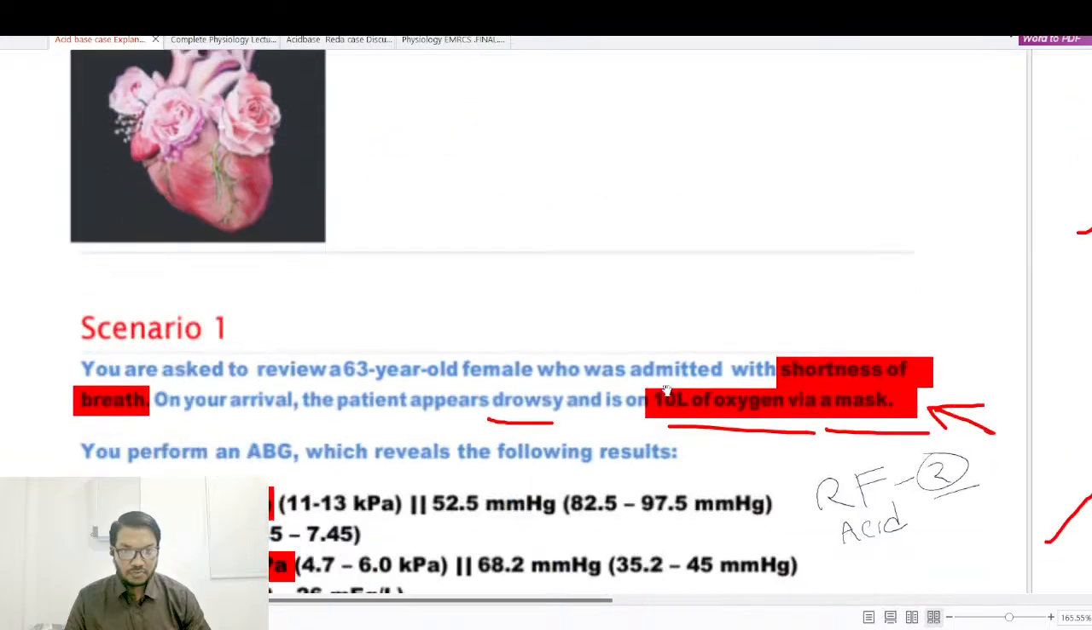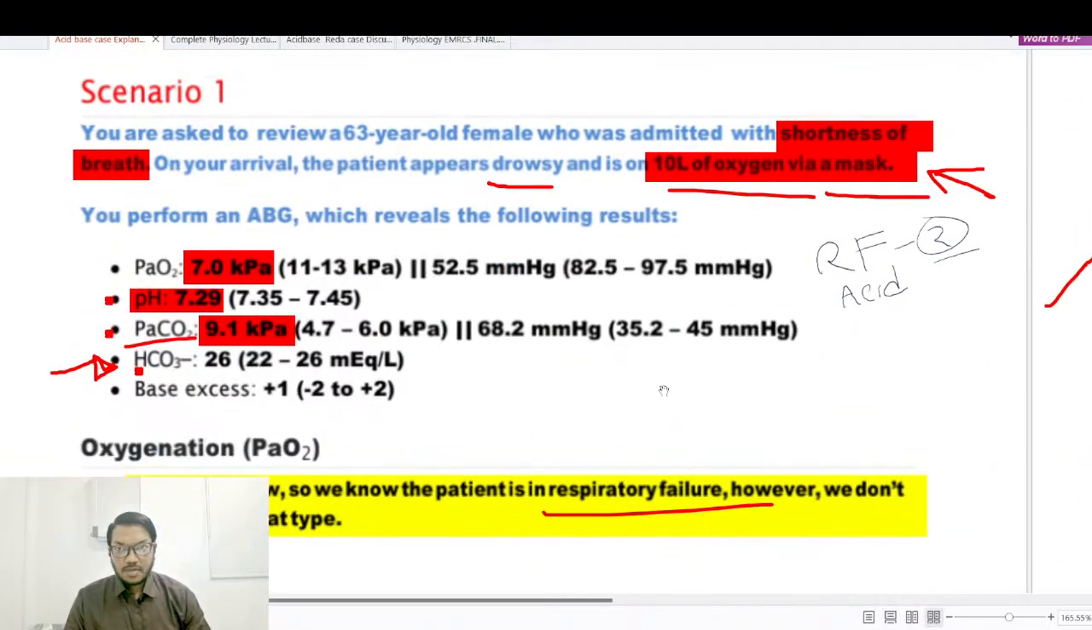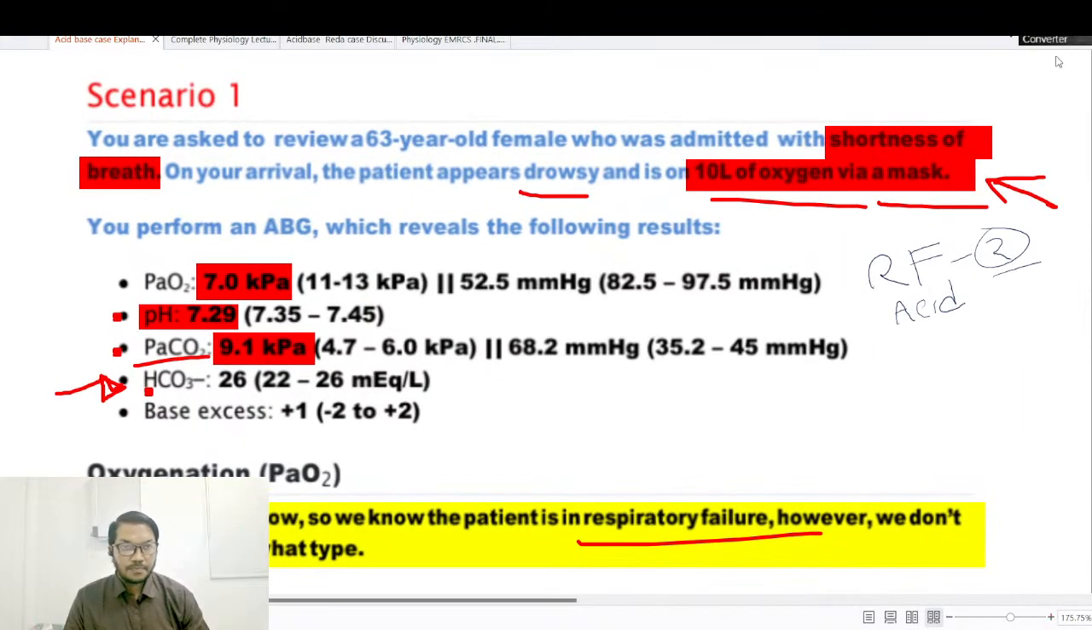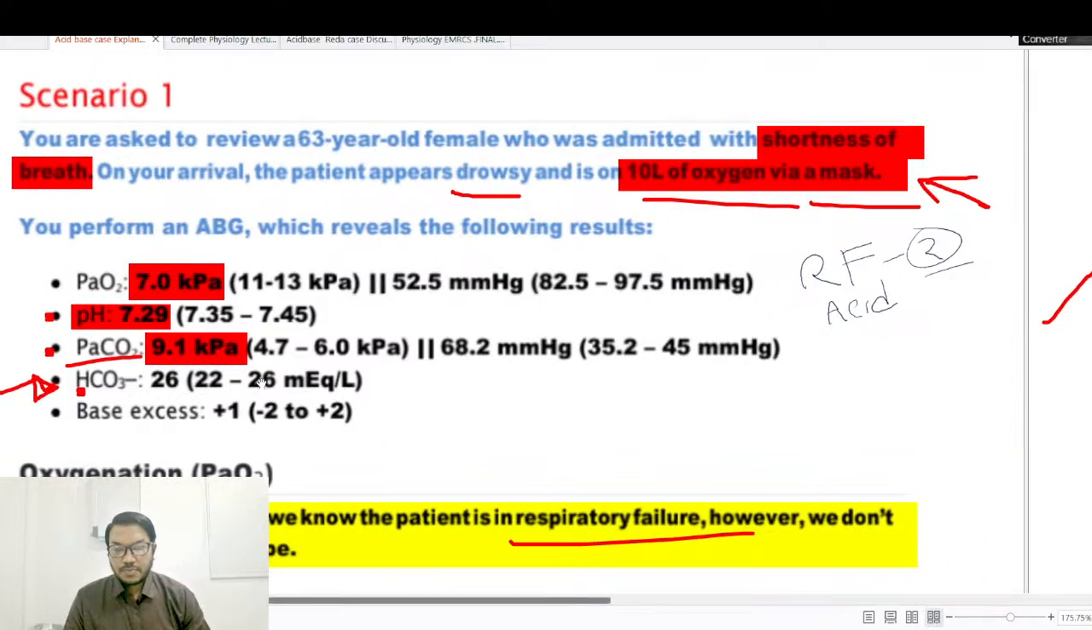Now we are moving to the question. Scenario 1. You are asked to review a 63-year-old female. So how is the patient? 63-year-old, admitted with shortness of breath.